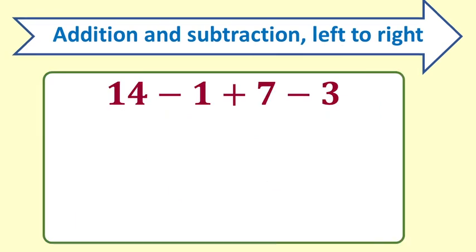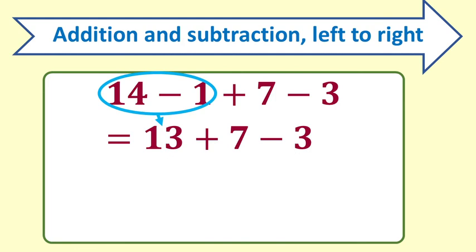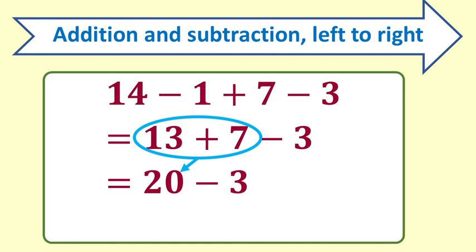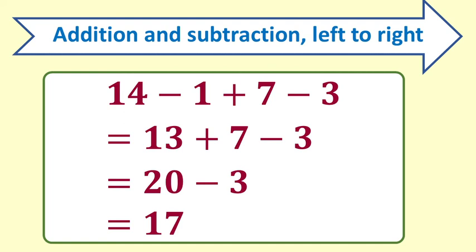Here is another example. Try it yourself first. 14 minus 1 plus 7 minus 3. Remember, we proceed from left to right. 14 minus 1 equals 13, plus 7 minus 3. 13 plus 7 makes 20, minus 3. 20 minus 3 equals 17. Writing it out like this is a good habit to get into for when the expression gets complicated. Each line shows one step.